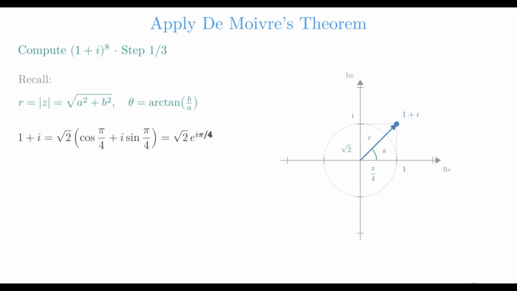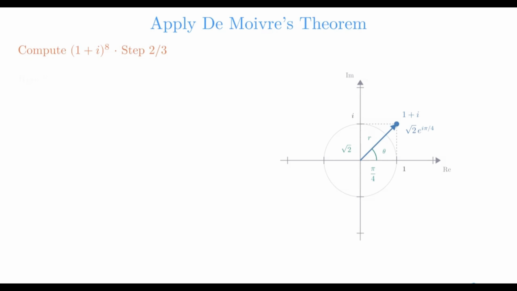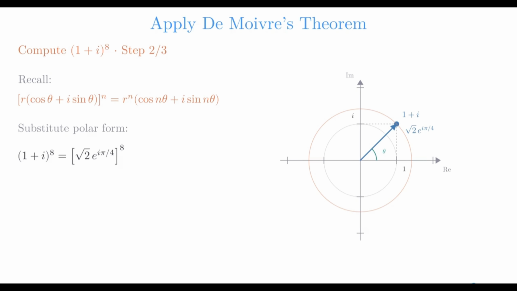So 1 plus i equals root 2 times cosine pi over 4 plus i sine pi over 4. In Euler notation, that's root 2 times e to the i pi over 4. Now we apply de Moivre's theorem to raise this to the 8th power. Step 2. De Moivre says, raise r to the n and multiply the angle by n. We substitute the polar form, root 2 times e to the i pi over 4, all raised to the 8th.